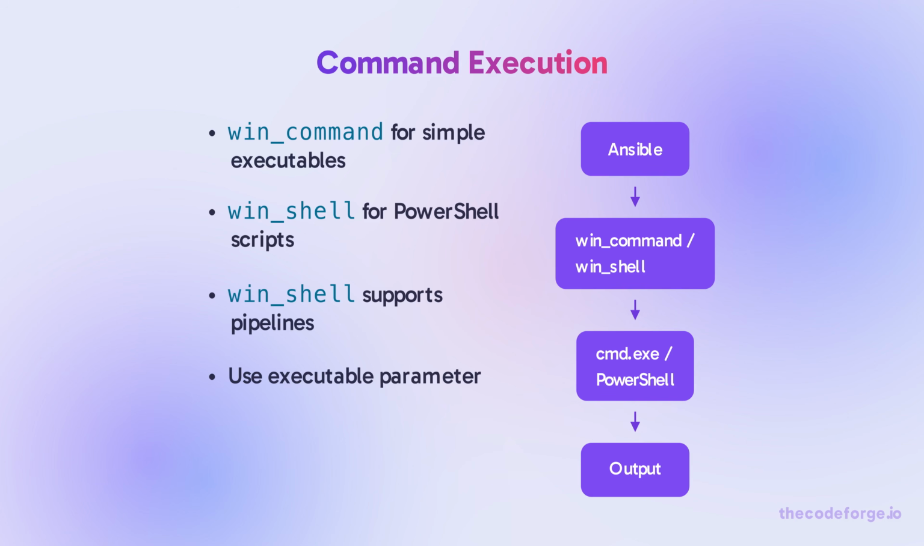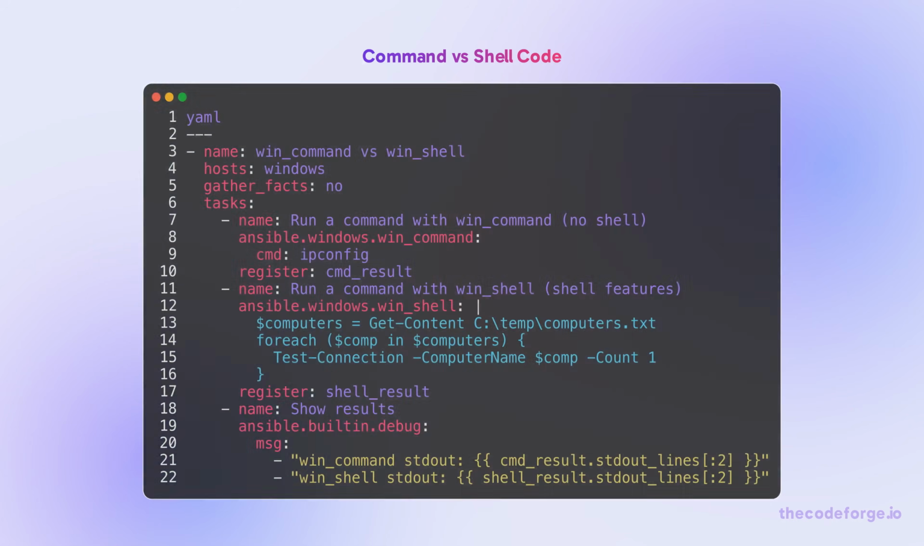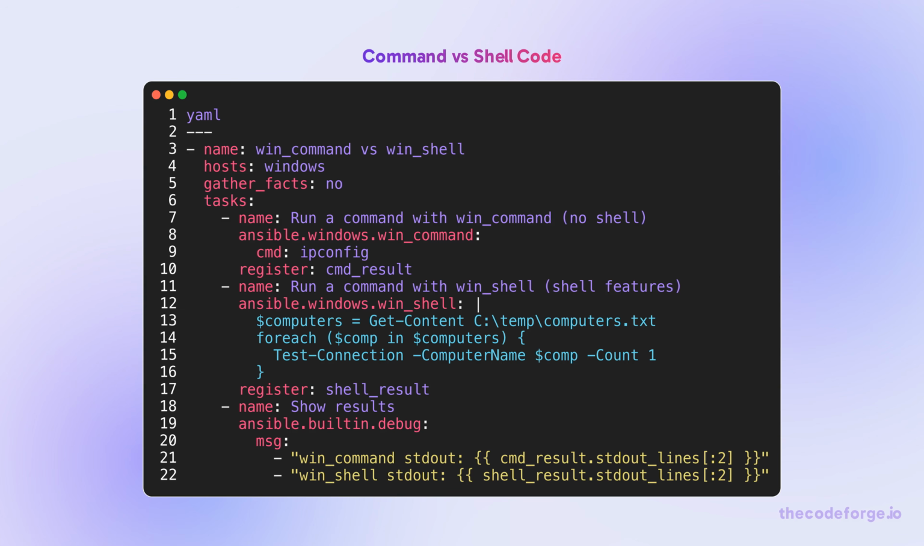Use win_command for simple commands like ipconfig and win_shell for anything involving PowerShell pipelines or complex scripts. win_shell runs via PowerShell by default. This playbook compares win_command and win_shell. win_command runs ipconfig, while win_shell runs a PowerShell script that pings a list of computers.